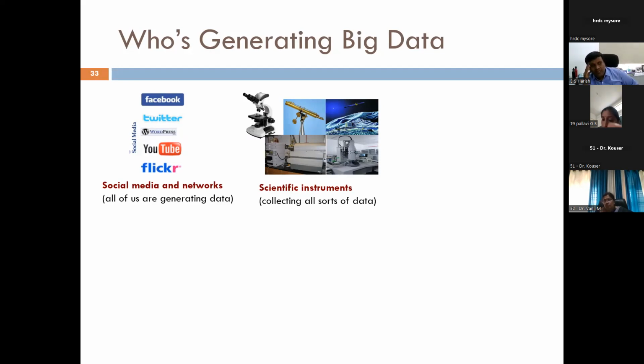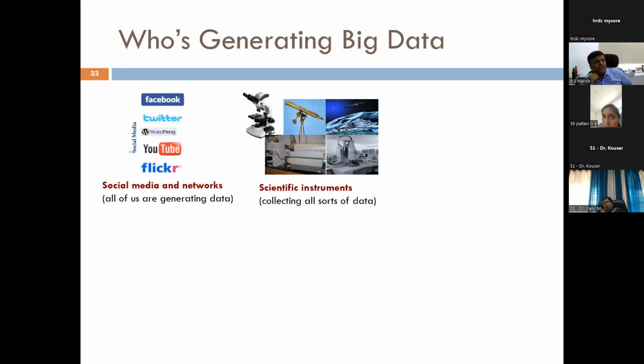For example, if you see our own cars, most of the cars are automated. Depending upon the weather condition, the headlights will automatically turn on, and depending upon the weather condition, they will automatically turn off. Why all these things? It's basically the sensors capturing all this kind of information.